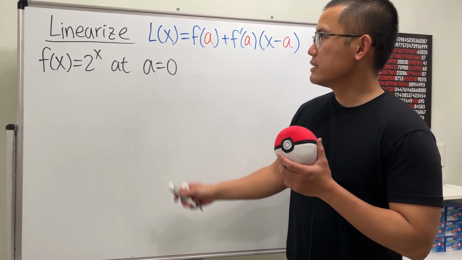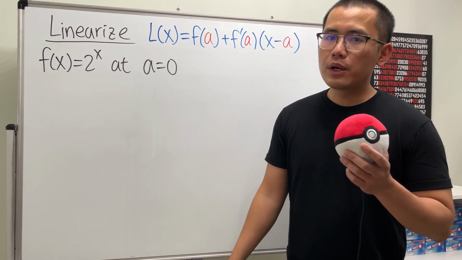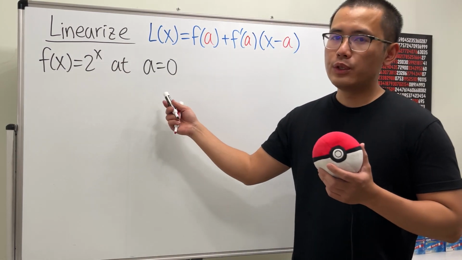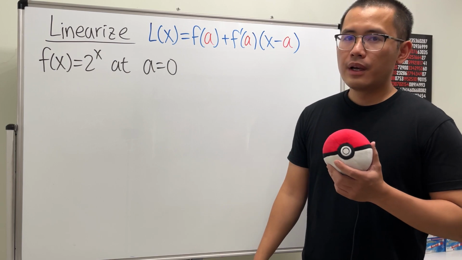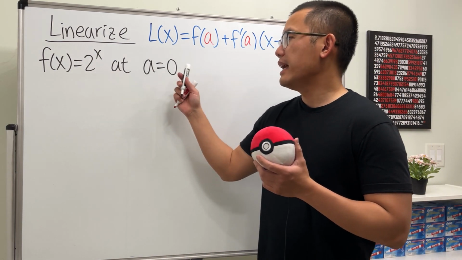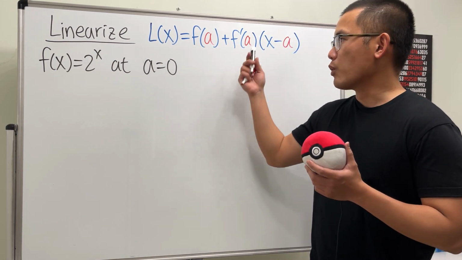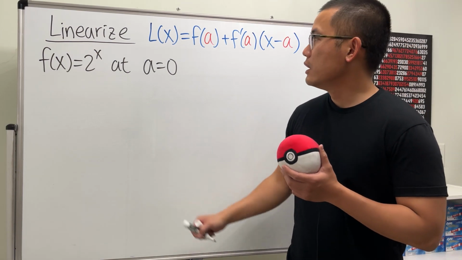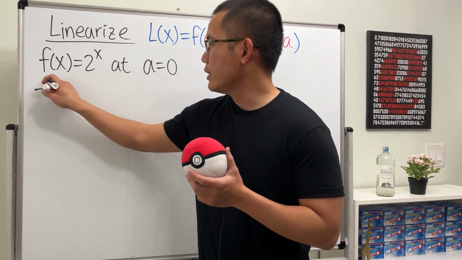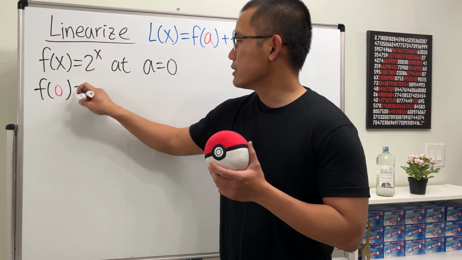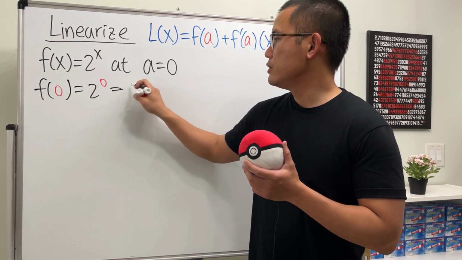Okay, we are going to linearize this function. We are going to linearize 2 to the x at a equals 0, and here we have the formula, so let's just go ahead and get to work. So let's plug in 0 in here. We get f of 0 is just 2 to the 0, which is just 1.